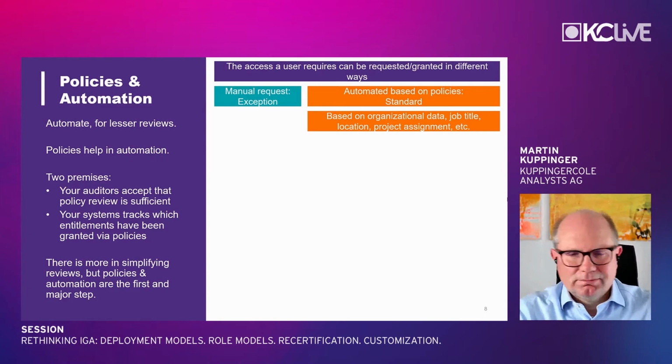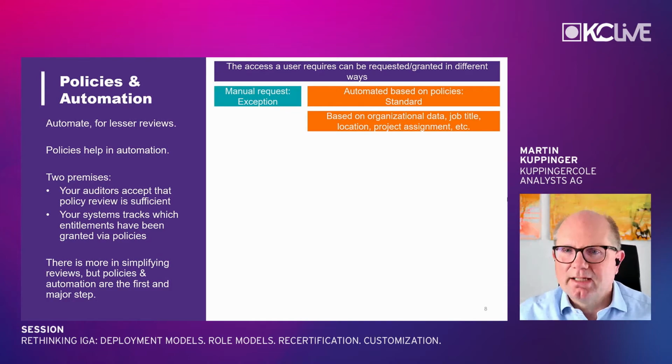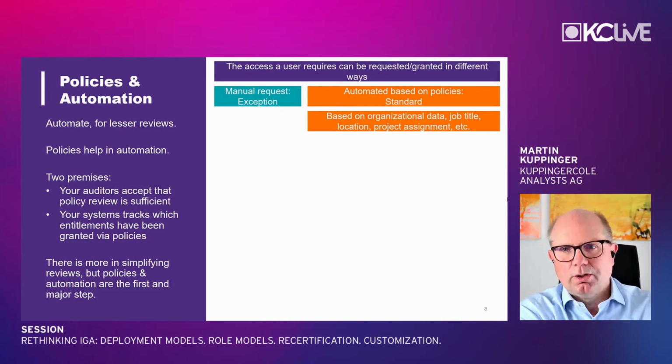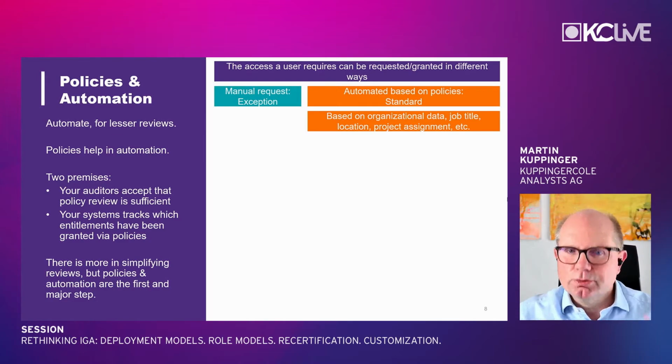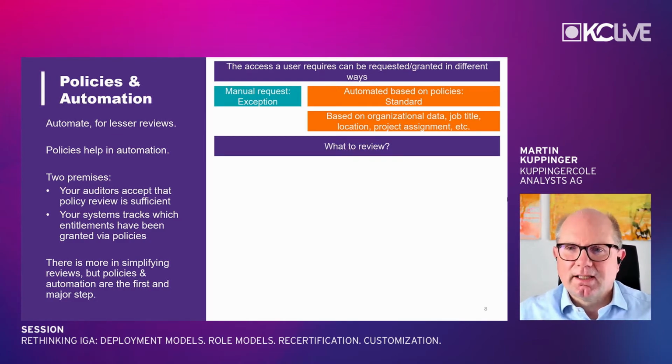There are exceptions from that, but we can do a lot automated. And if we automate it, that means once we approve the policy, we ensure that the execution of the policy, so the translation of the policy into concrete entitlements, is correct, and that we can track the entitlements based on manual or automated. That tracking is super important because that helps us in reviewing.